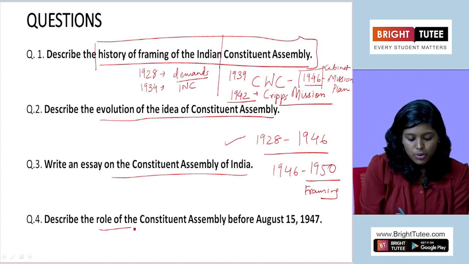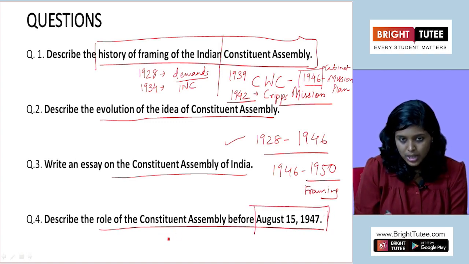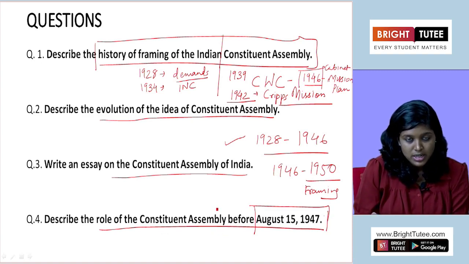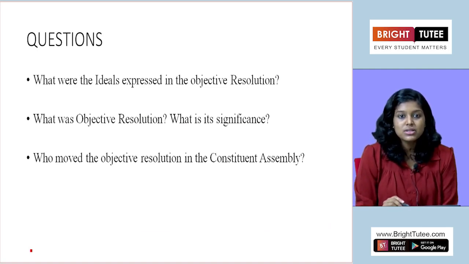And describe the role of the Constituent Assembly before 15th August 1947. Here too, you will have to bring the developments beginning from 1928. So there are some questions which come from the objective resolution and the details related to it. Some of those questions we will just see what they are.